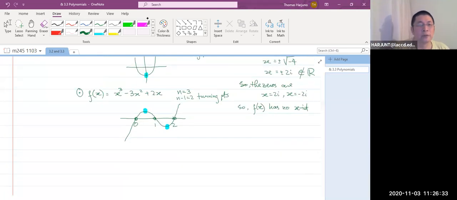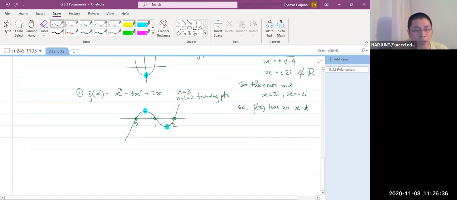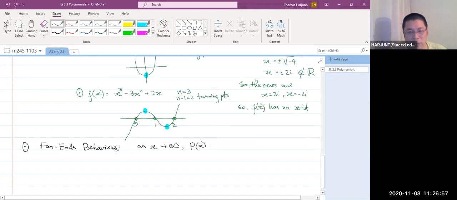Now those 2 turning points are this one here and another one here. Okay. Next, far end behavior. Basically, we want to know as x goes to infinity, what happens to the polynomial P(x)? P(x) goes to what? As x goes to negative infinity, P(x) goes to what value? That's what far end behavior is for.